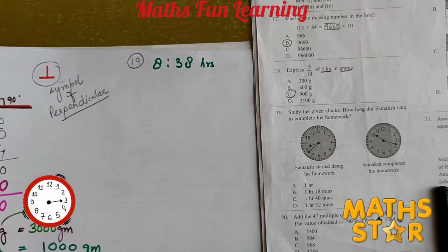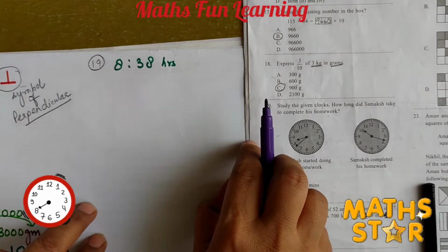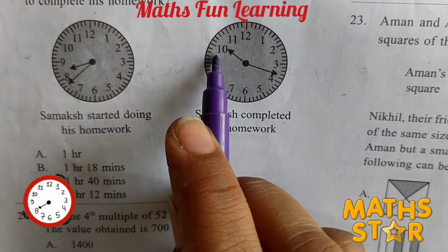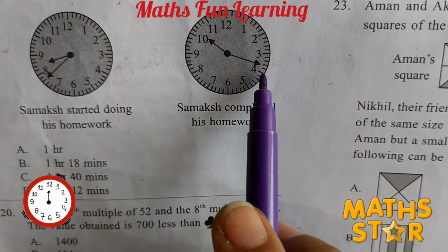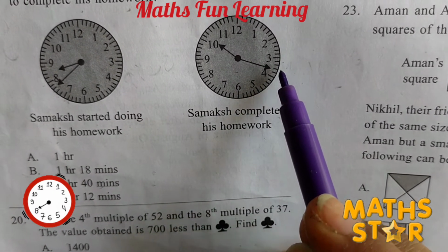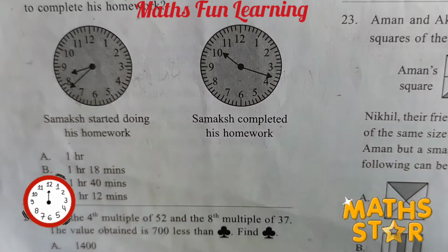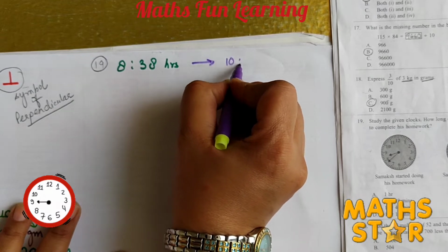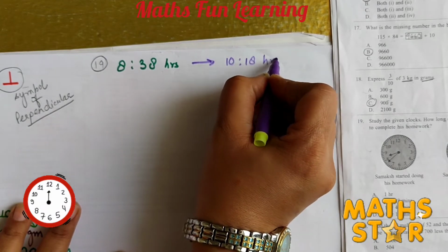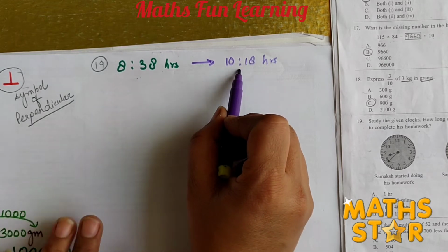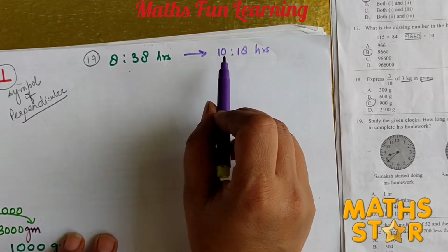The end time is, let me write the end time here. Observe it: the hour hand is on the 10th. It's 10 o'clock. And what are the minutes? 3 times 5 is 15, then 16, 17, 18. So it's 10:18 is the time. So he starts studying at this time and ends his study at this time, 10:18.